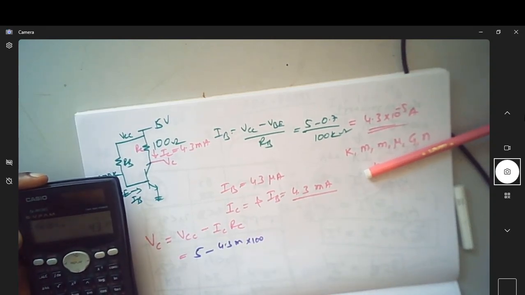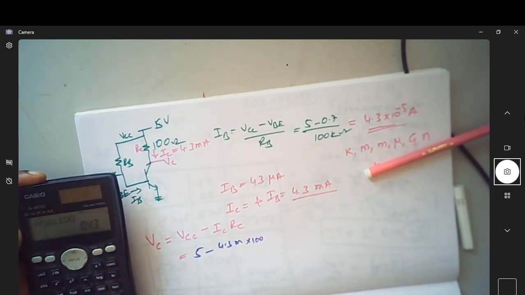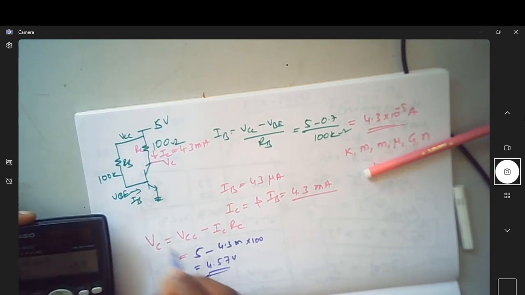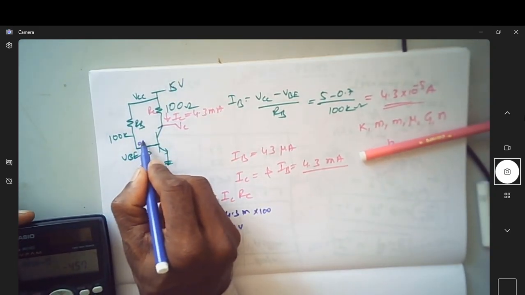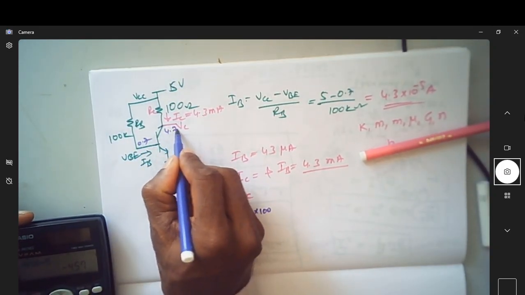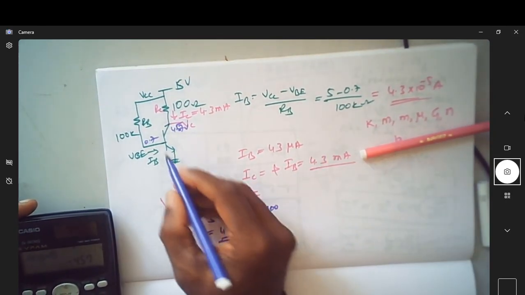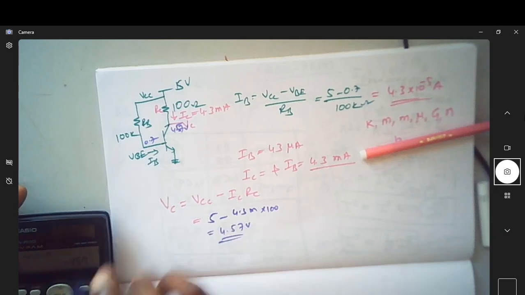So this is equal to 4.57 volts. Can you see how much the voltage is here? It is 0.7. How much is the voltage here? 4.57 volts. Correct? So what is the region of operation?